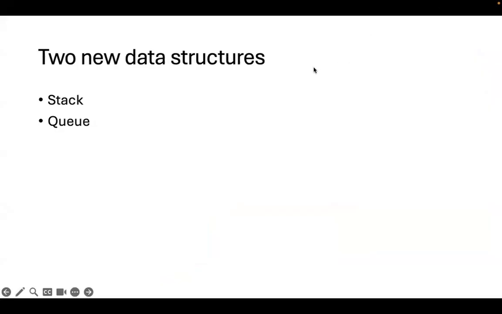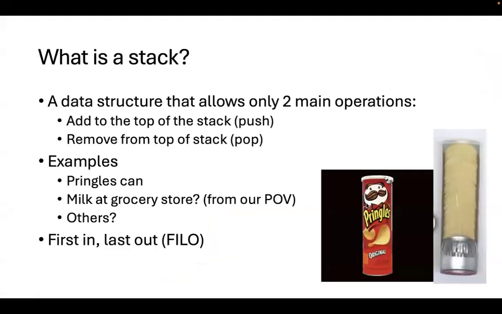The two data structures we'll talk about are stacks and queues. So first we'll talk about stacks. We'll talk about them conceptually, both of them, and then we'll implement them a little bit. And so a stack is a data structure that allows only two operations. So only two main ones that we care about. The first operation is that we add it to the stack. The other thing is that we remove it. And so adding to the stack we call push. Removing from the stack we call pop.